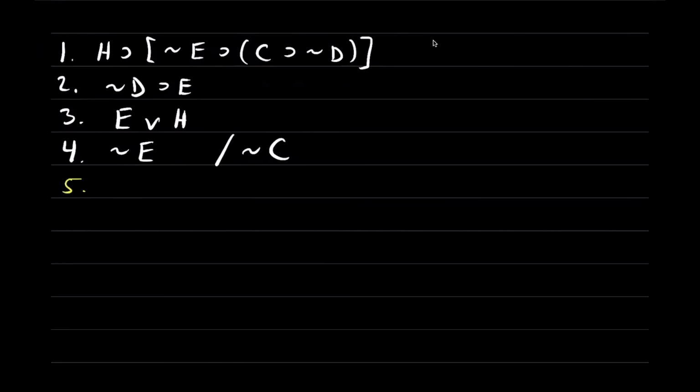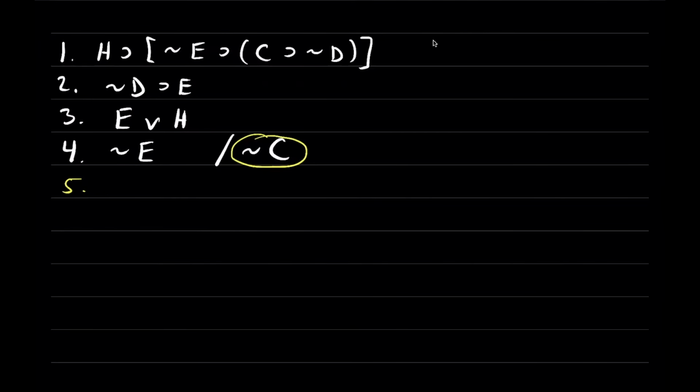Okay, so we've got 4 premises. Line 1: H implies this long expression inside the brackets, and it's helpful not even to worry about that. Notice that this is still a conditional. If H, then something in brackets that we don't have to worry about yet. Line 2 says not D implies E. Line 3 says either E or H. Line 4 tells us that E is false, and we're trying to show the conclusion, not C.